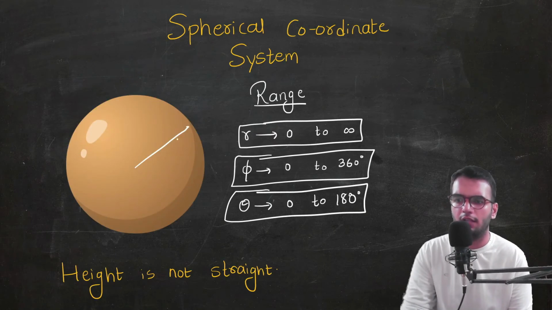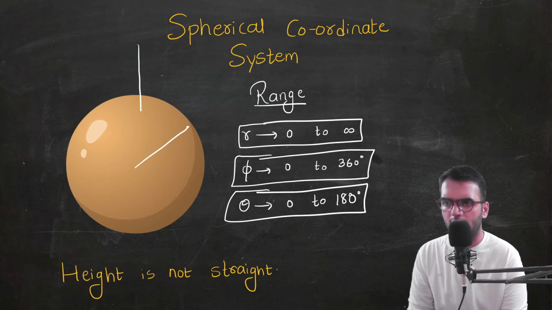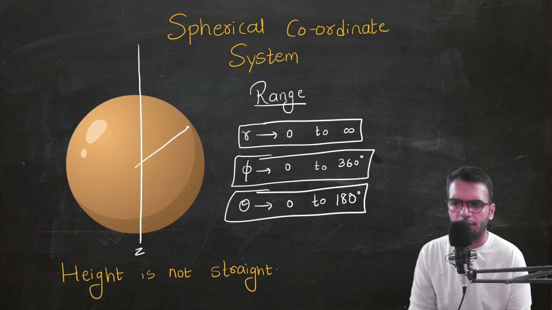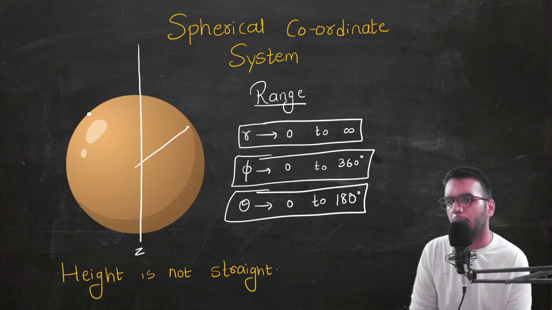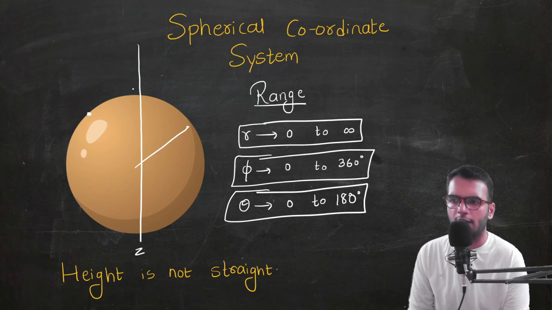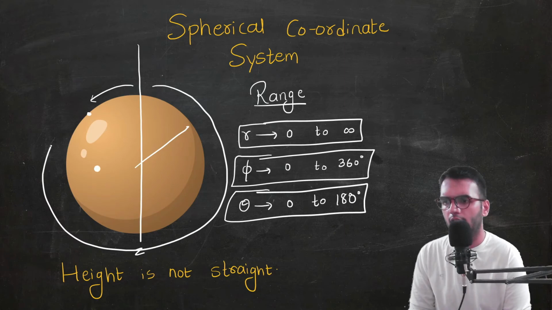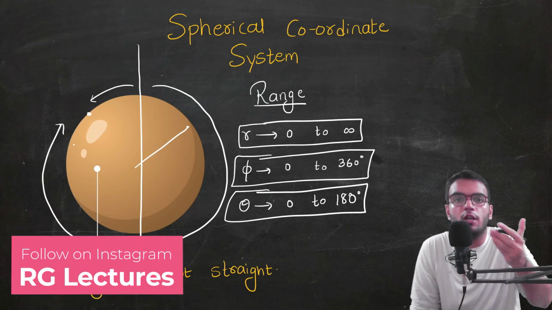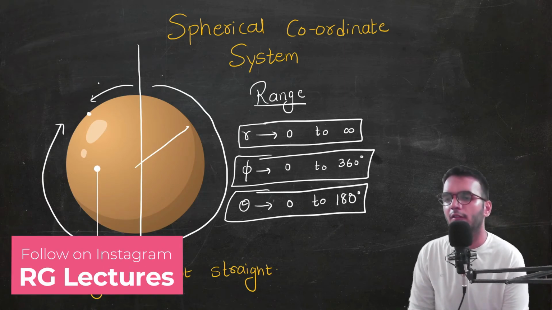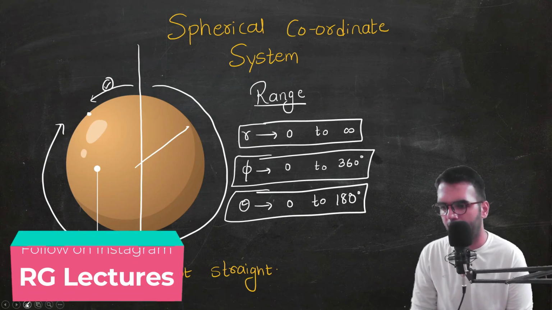Suppose this is my sphere and this is my z-axis. If I want to reach this point, how can you go? One way is to go from this point. The second way is to go from this point. Tell me which is the sensible way to reach this point. Someone will say, obviously this one. Okay, fine.